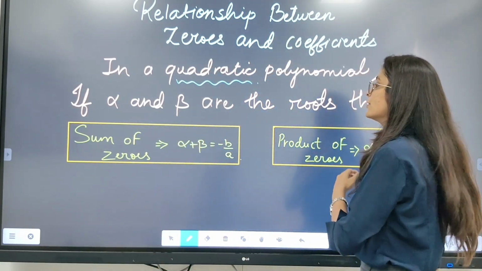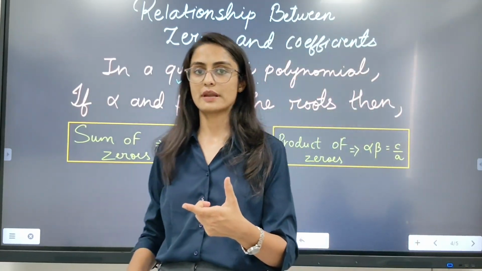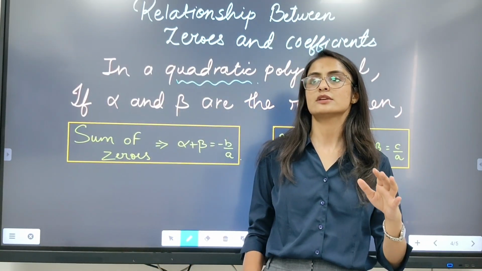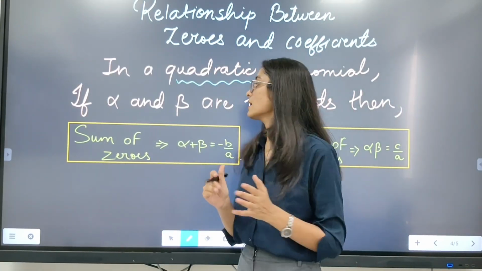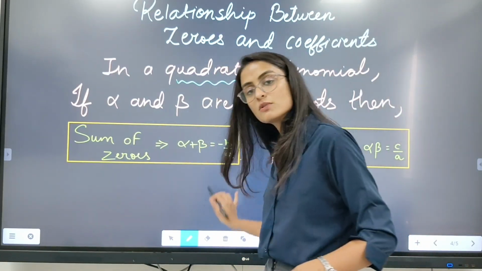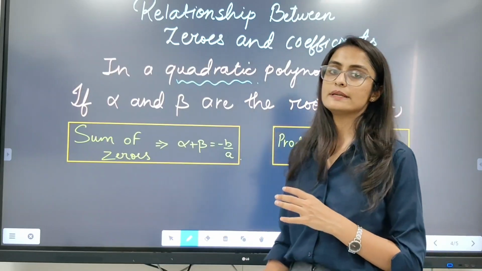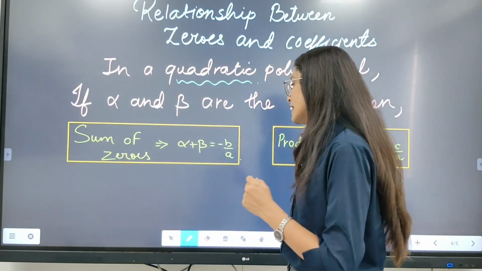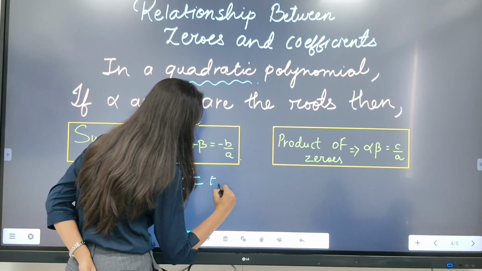In a quadratic polynomial, if alpha and beta are the roots, they are just assuming the roots, right? It's not written anywhere that you have to take alpha and beta as the roots. But let us take alpha and beta as the roots, then the summation of zeros will be alpha plus beta is equal to minus b by a, and the product of zeros will be alpha beta is equal to c by a. Let me give you one example.